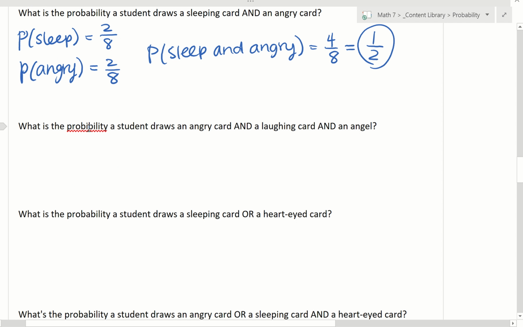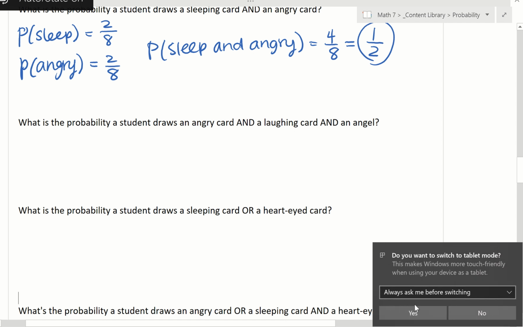Now, oh, I spelled probability wrong here. Let me reattach my keyboard. Okay, so we have the probability, hold on. Okay, let's see if that worked. Yes. Okay.